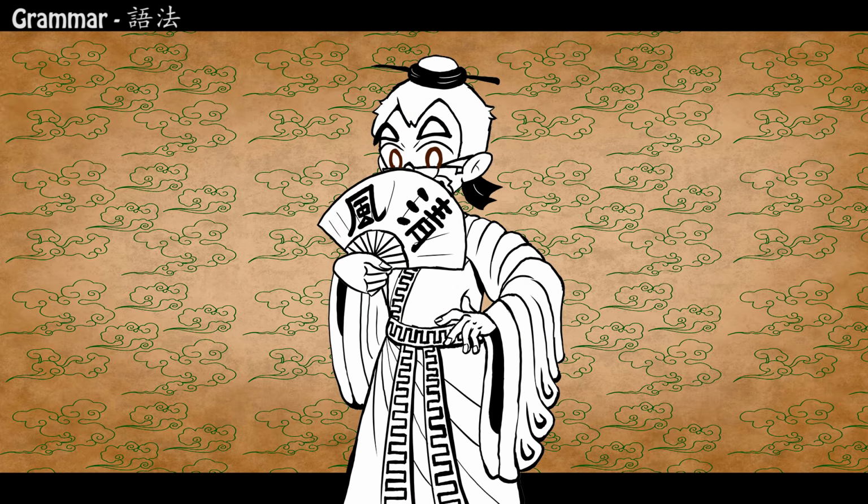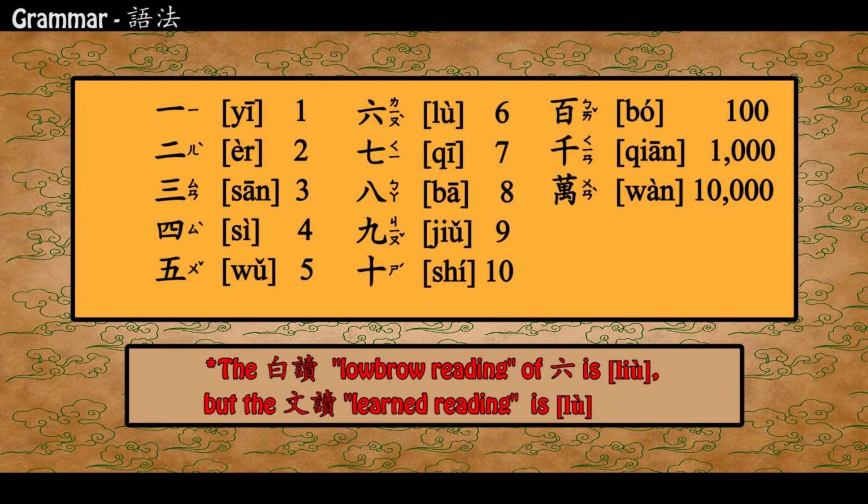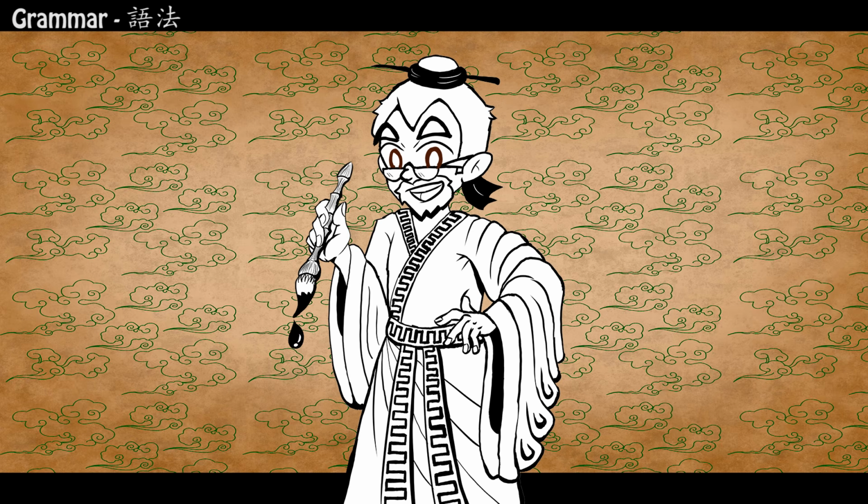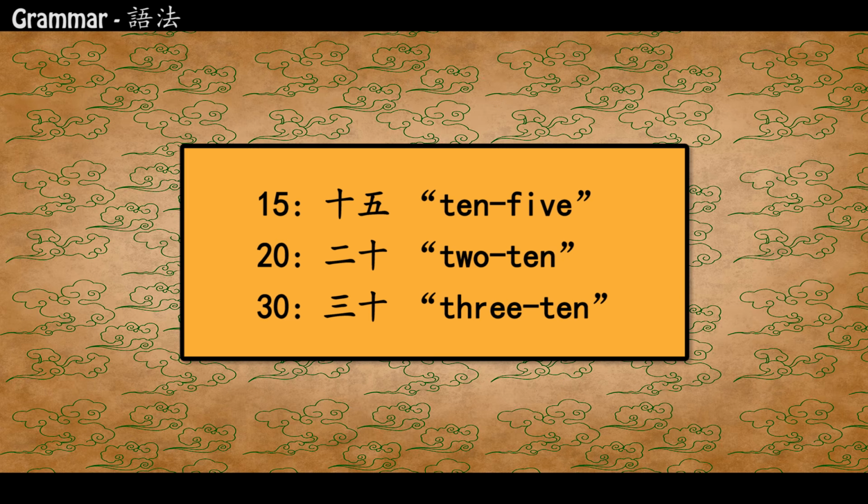Classical Chinese, like modern Chinese, is quite straightforward when it comes to numbers and digits. The ones you'll see most often are 1, 2, 3, 4, 5, 6, 7, 8, 9, 10, 100, 1,000, and 10,000. The layout for using these couldn't be easier. 15 is 10 and 5, 20 is 2 tens, 30 is 3 tens, and so on.